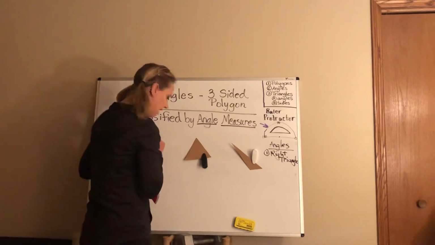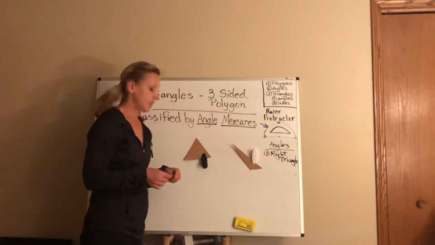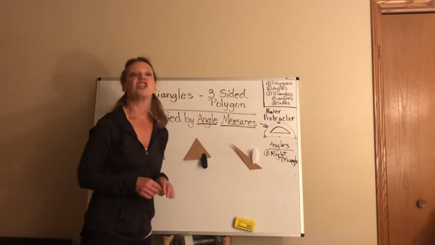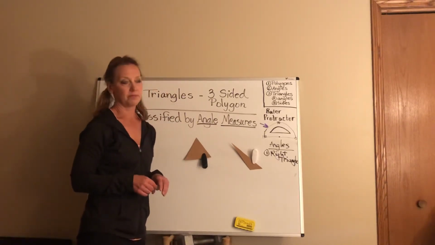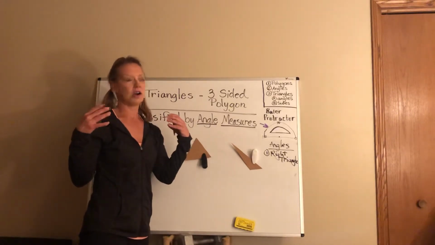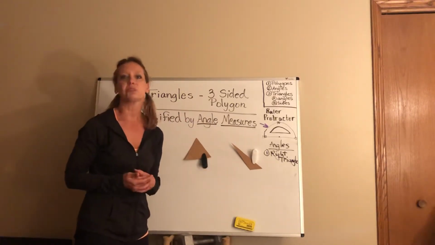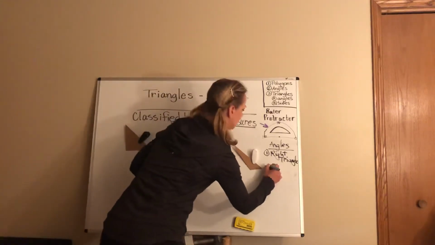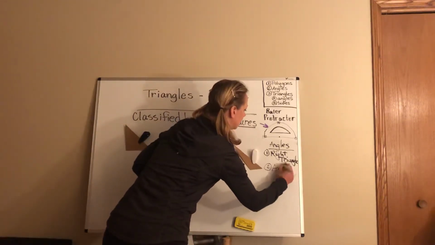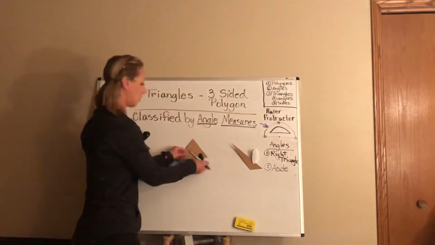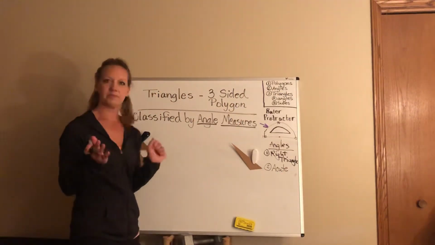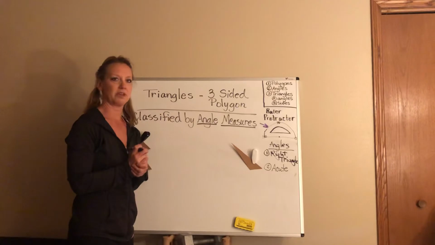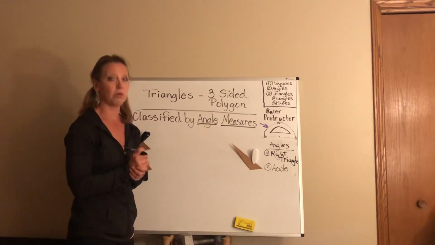So this triangle is classified as an acute triangle because all of its angles are acute. So acute, there's your second one. All of them have to be acute, and then it's called an acute triangle. All of them have to be acute though, all of them.